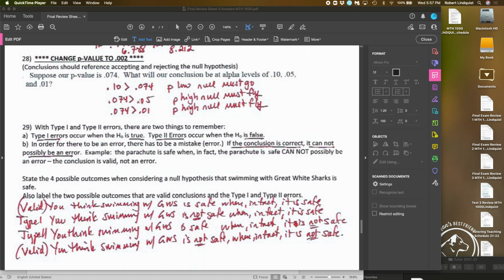For the next one, the 0.074 is greater. So if the p is high, the null must fly. And for the last one, it's greater still. So if the p is high, the null must fly.